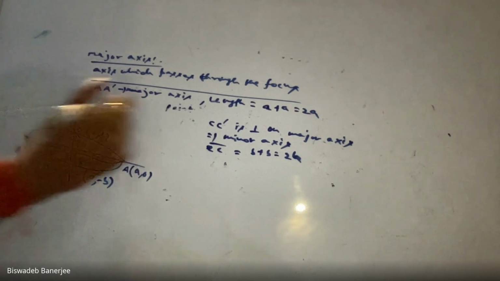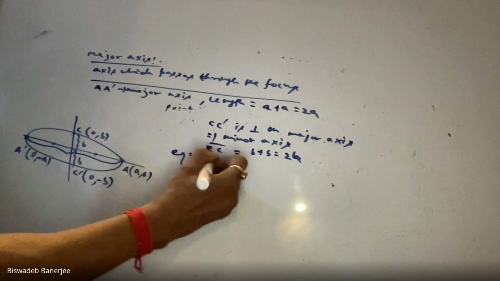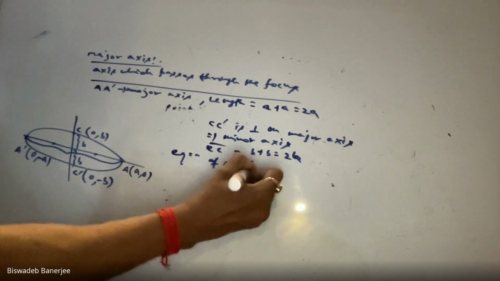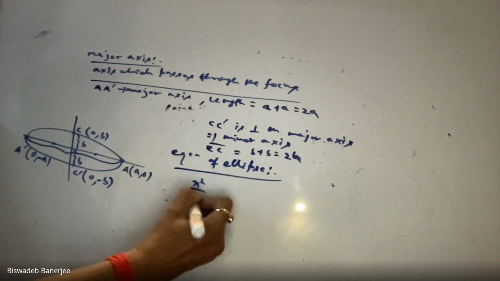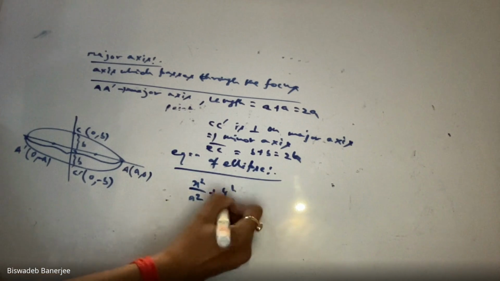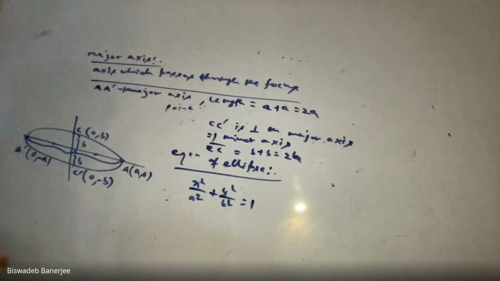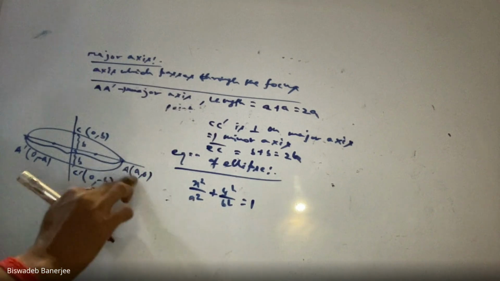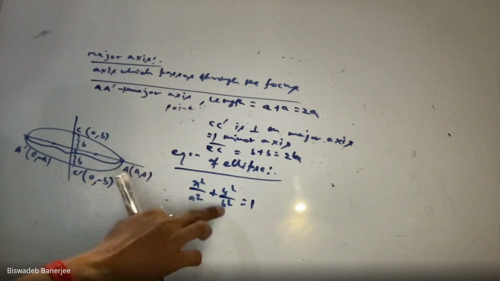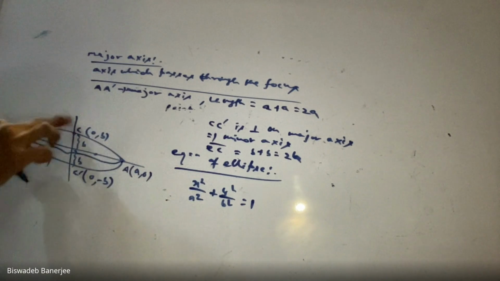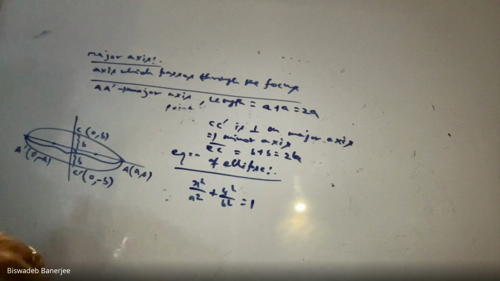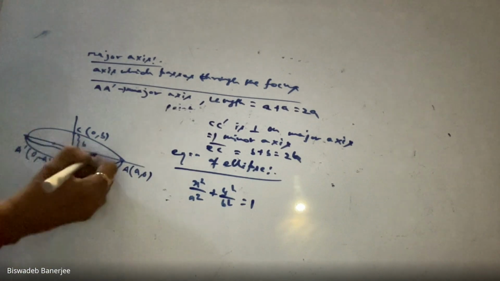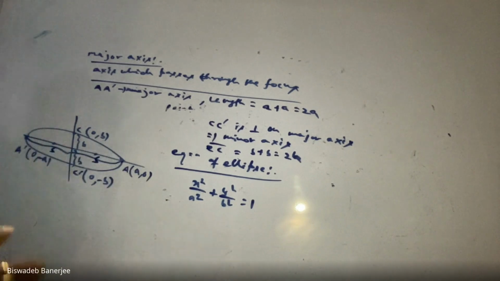In that case, what is my equation of the ellipse? My equation of the ellipse is x square by a square plus y square by b square equal to 1. Where A is the coordinate of the vertex. B is the coordinate of C and C dash, that means the minor axis. Okay, done. And these are my points S and S dash.